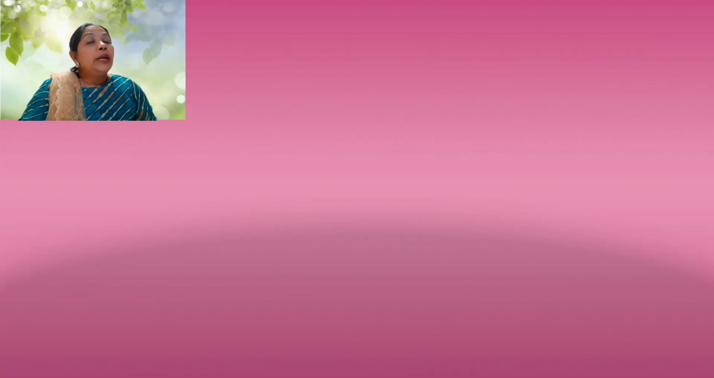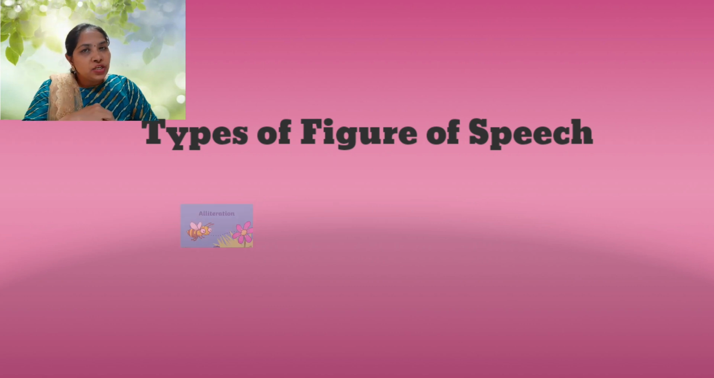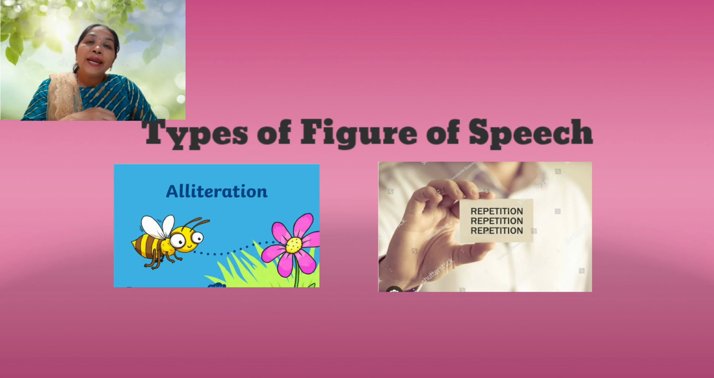There are many types of figure of speech, but today we will learn only two types. First, alliteration, and second, repetition. So let's learn first what is alliteration.